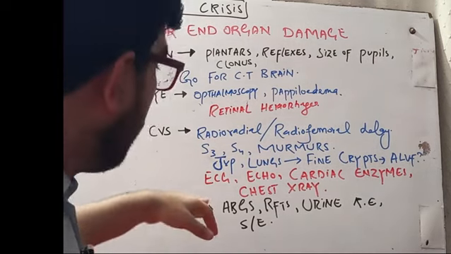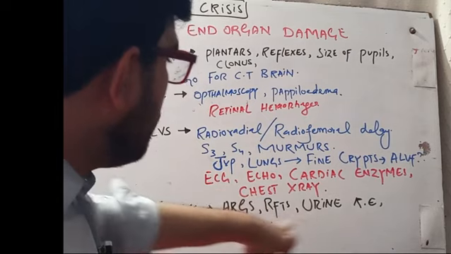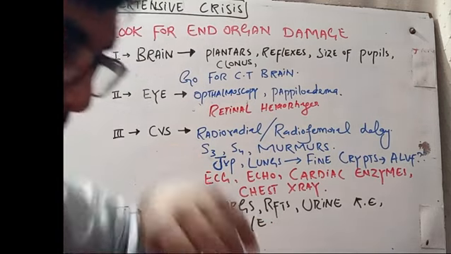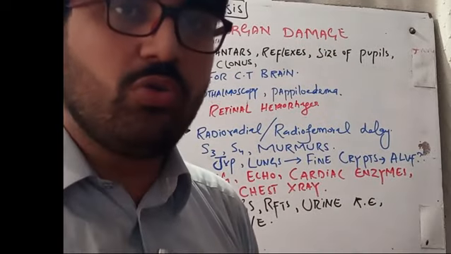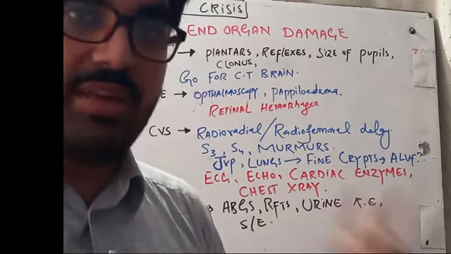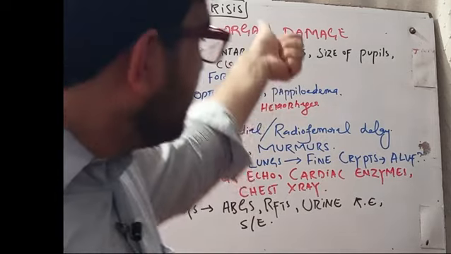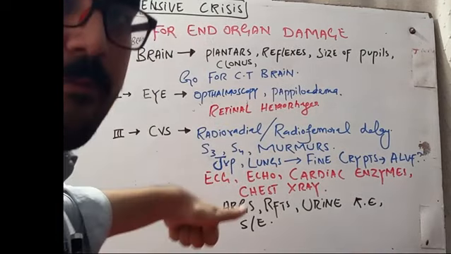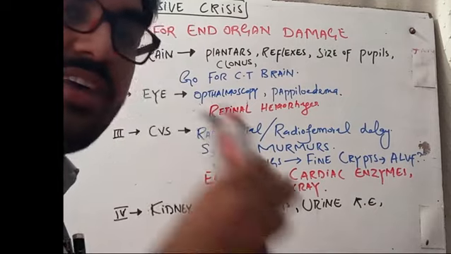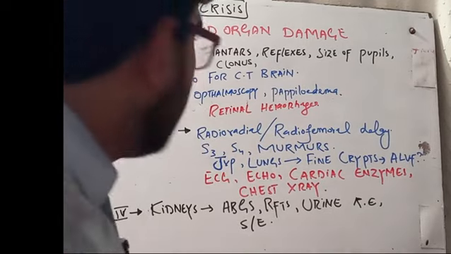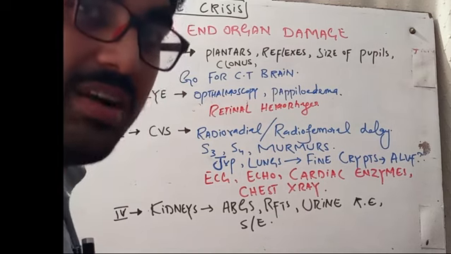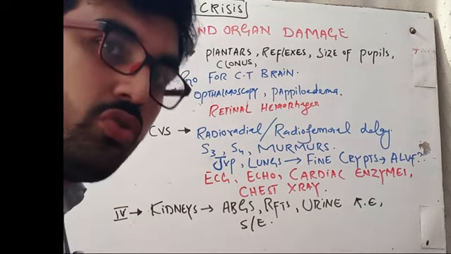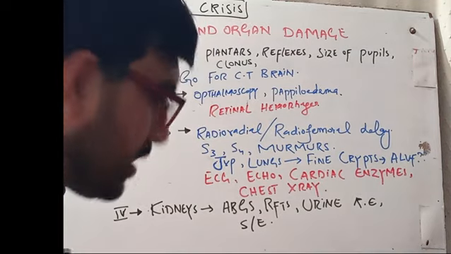Kidneys, we should go for the ABGs, RFTs, urinary, and serum electrolytes. So this is an overview of how to differentiate between hypertensive urgency and emergency. If a single finding is present over there, take that case as hypertensive emergency. And if all are absent, take that case as hypertensive urgency.